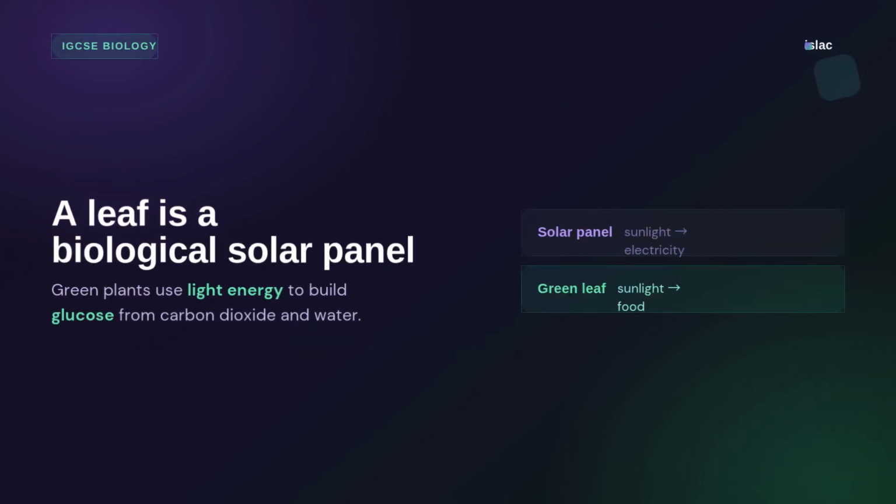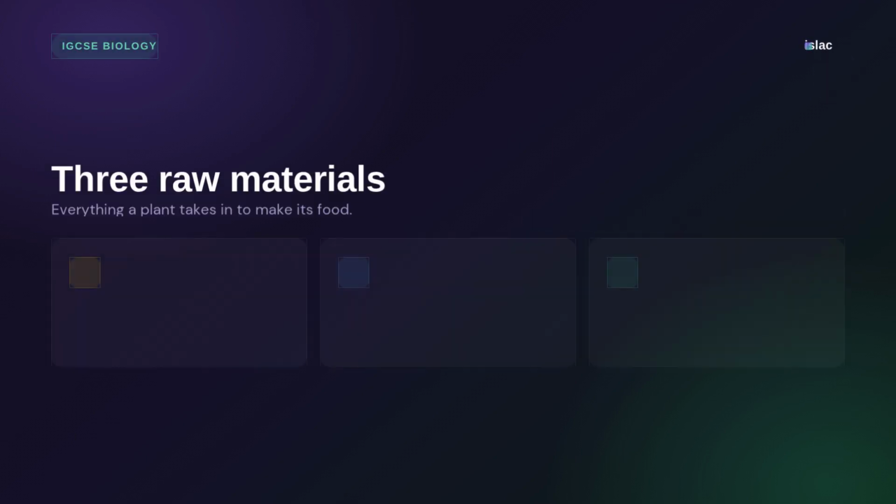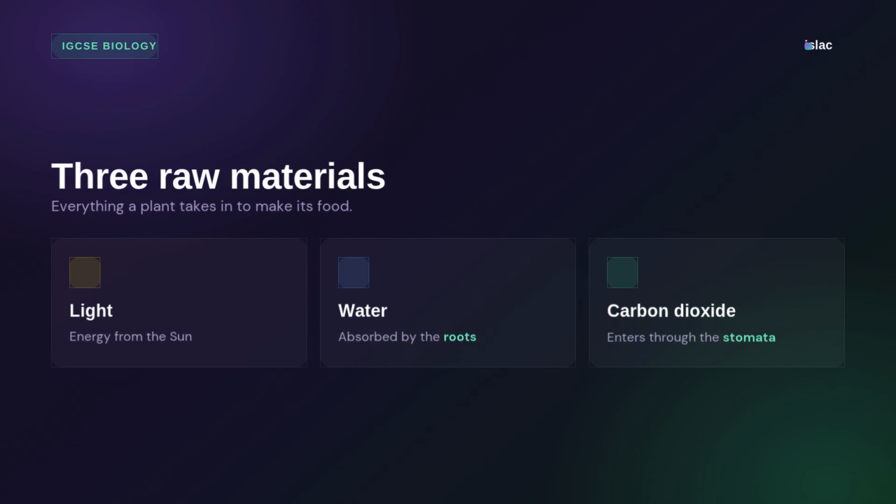It's the process by which green plants, algae and some bacteria use light energy to make glucose from carbon dioxide and water. The easiest way to picture it is this. A leaf is a biological solar panel. A solar panel turns sunlight into electricity. A leaf turns sunlight into food. Same idea, different output.